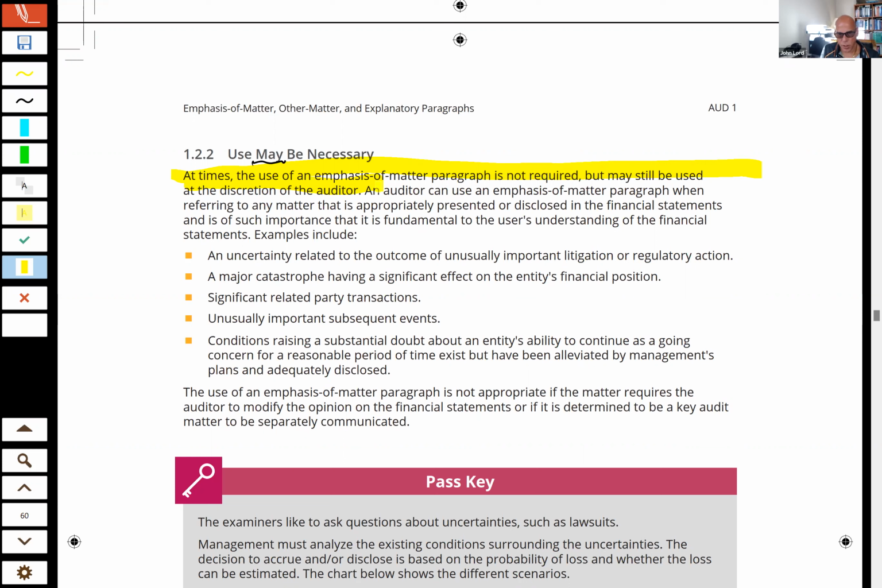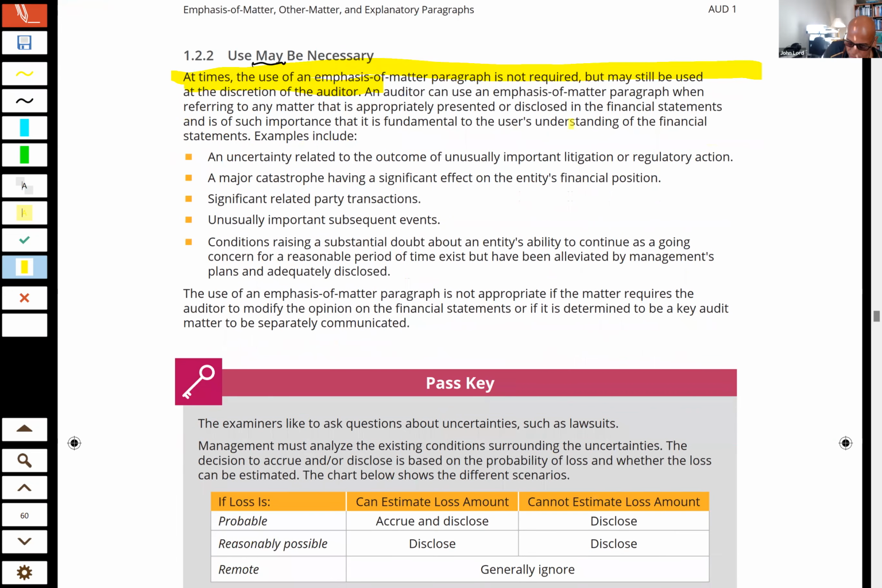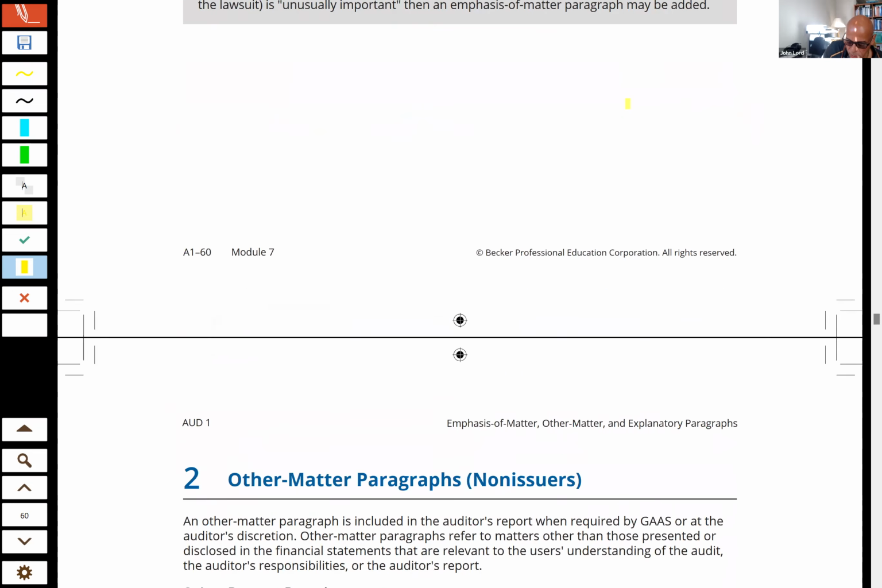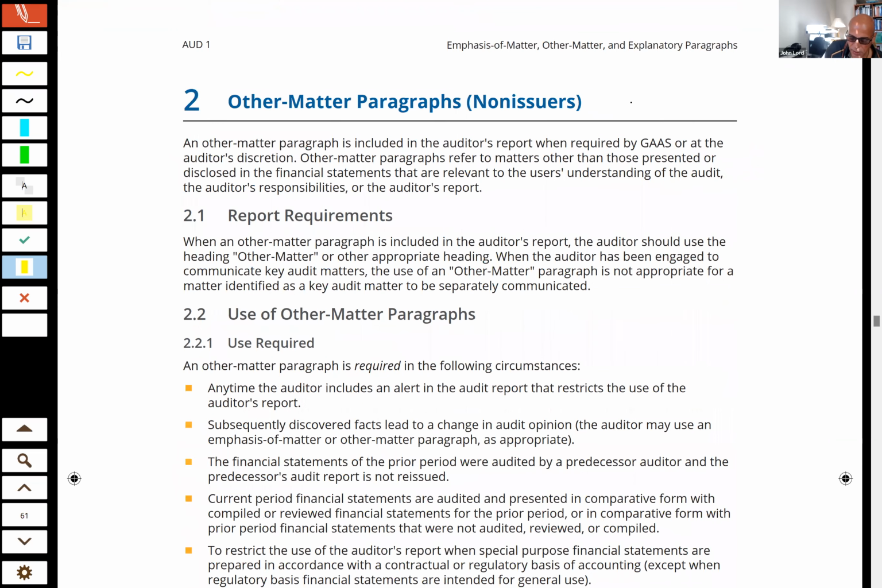Emphasis of matter, required or auditor's judgment, has to have the heading emphasis of matter. Necessarily the issue will not qualify the opinion, but it's still included in the unqualified, unmodified opinion, and the standards will tell us where to put it. It typically comes after the opinion paragraph. Okay, good. Now you come over and we talk about other matters.